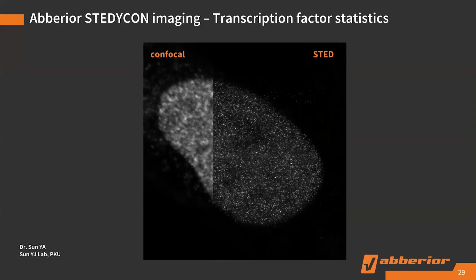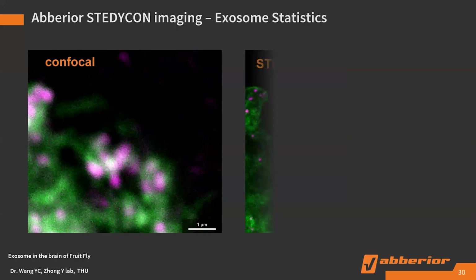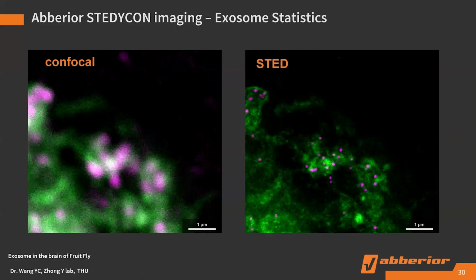Then this is self-explaining that the statistics based on STED imaging are much more accurate than confocal, right? Here's another example. Exosome statistics in the Drosophila brain. On the left side, it's confocal imaging. Right side, it's STED imaging, optical raw data. Now on the STED imaging, you see the magenta, it's the exosome. You can clearly see where they are and how many of them. On the confocal, if you want to do the statistics, it's a kind of waste of time, right? Because it's not true.